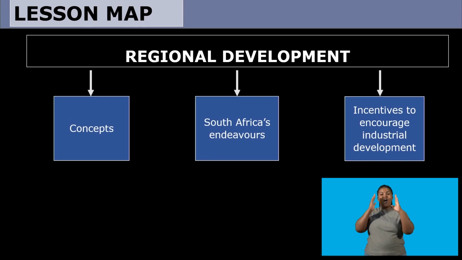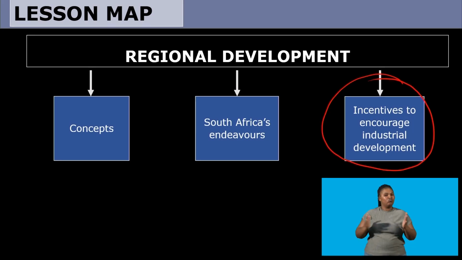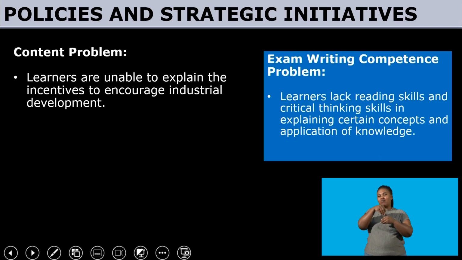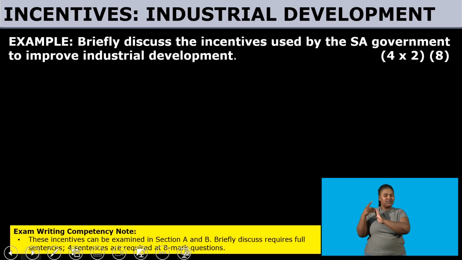We're still going on with our regional development, and in this section, we are going to look at the incentives to encourage industrial development. And the content problem here is learners are unable to explain the incentives to encourage industrial development. So we are given an example of a question here that assesses us on incentives. It says, briefly discuss the incentives used by the South African government to improve industrial development for 8 marks.